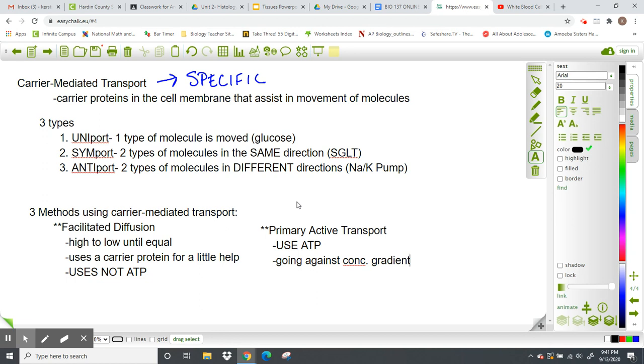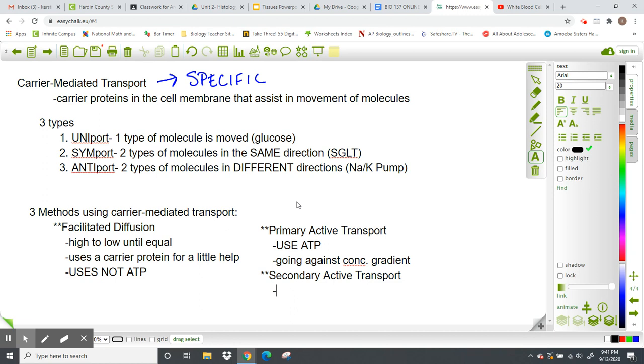So that is active transport. Again, we're using a carrier protein for that, using ATP. Now, in what we call secondary active transport, again, we're moving things opposite of their direction. But what's different now is we're not actually using ATP for this.